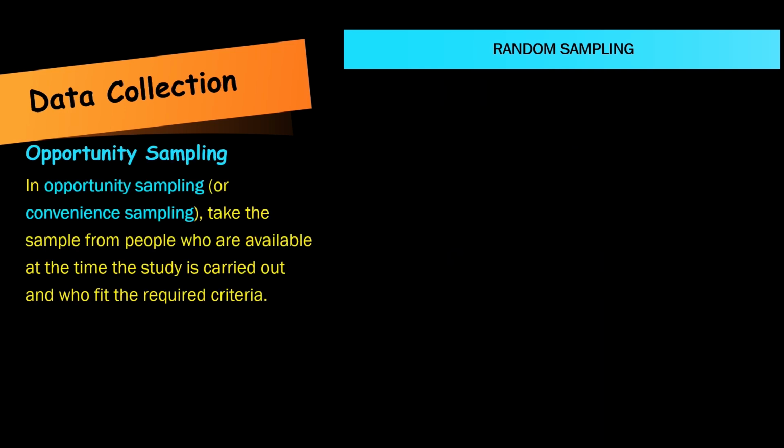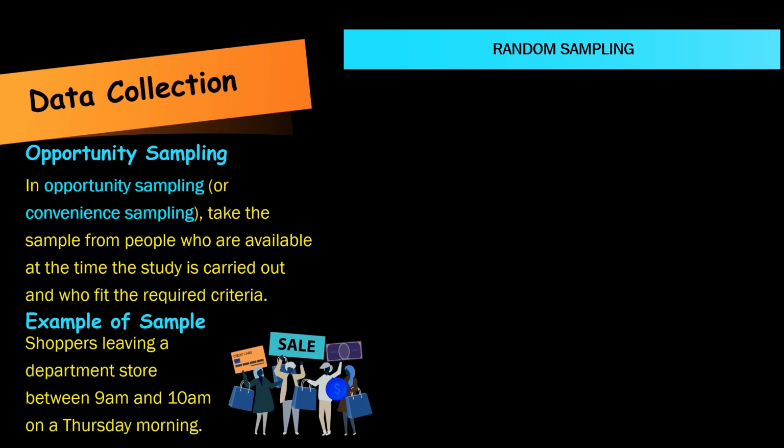And now for opportunity sampling. In opportunity sampling or convenience sampling, we take the sample from people who are available at the time the study is carried out and who fit the required criteria. So, for example, the shoppers leaving a department store between 9 AM and 10 AM on a Thursday morning.